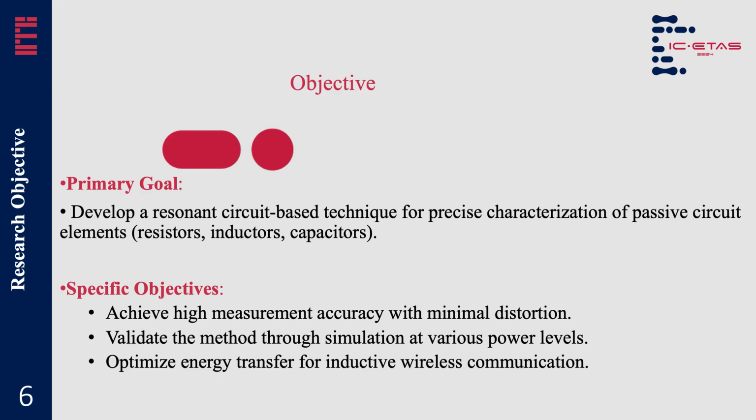The second objective was to validate the methods through simulation at various power levels. So simulation was used to see if the system is good to go. It was used to validate the methodology we are adopting, or the improvement we brought to the existing literature, at various power levels, because the application of this research is to transfer power and energy across a wireless gap. The third objective was to optimize the energy transfer for inductive wireless communication. In fact, this was the application of the research: to transfer energy and power wirelessly for telecommunication applications.